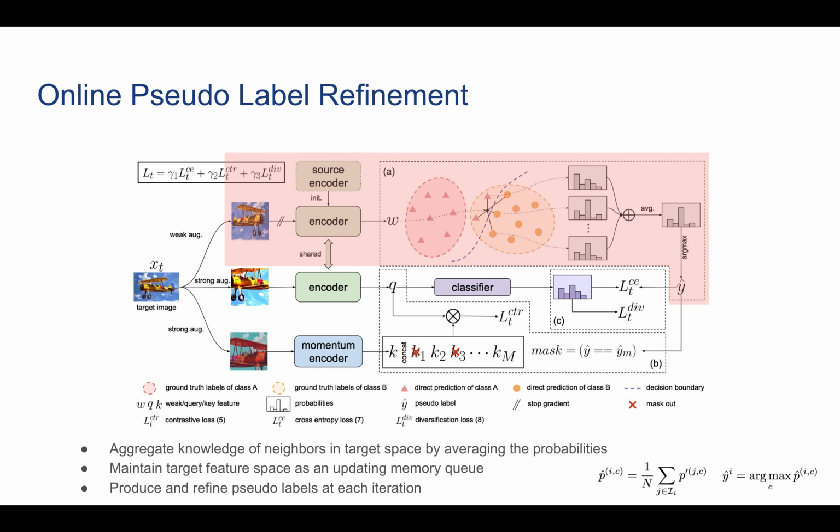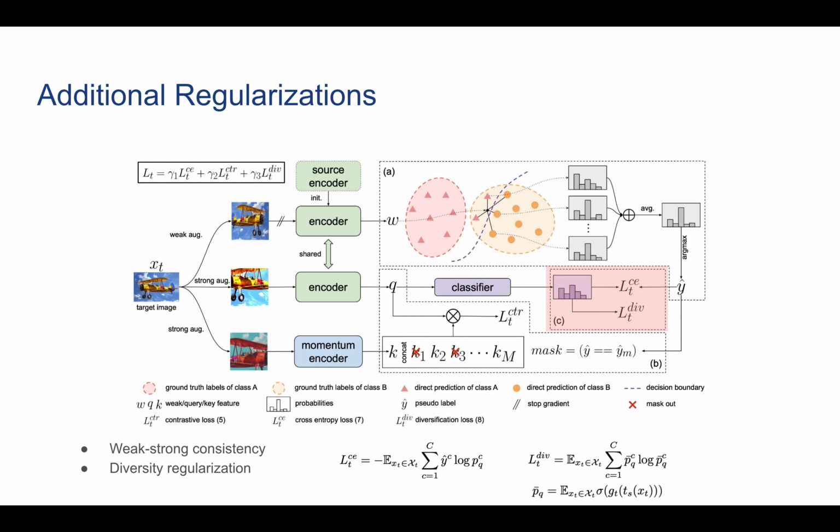As for the pseudo-labels, we produce them online at each iteration. The pseudo-labels are refined by aggregating knowledge of their neighbors in a target feature space, namely averaging their probabilities before taking the argmax. This helps the model to bootstrap with the latest progress and significantly more accurate pseudo-labels. We also apply additional regularizations to facilitate learning, namely, weak-strong consistency is enforced in the self-training term, and the third term encourages diversity in the model predictions.